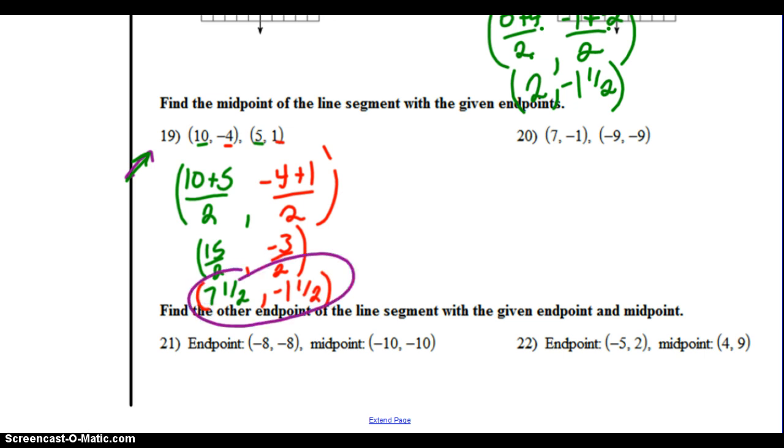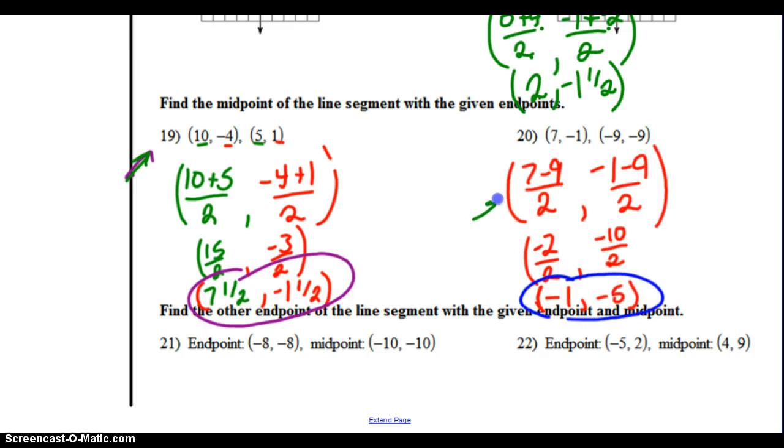Pause the video here and see if you can do number 20. The answers are going to flash in front of the screen in 3, 2, 1. So you add the x's together and divide by 2, you add the y's together and divide by 2, and those form the coordinates of your midpoint, which should be -1, comma, -5.